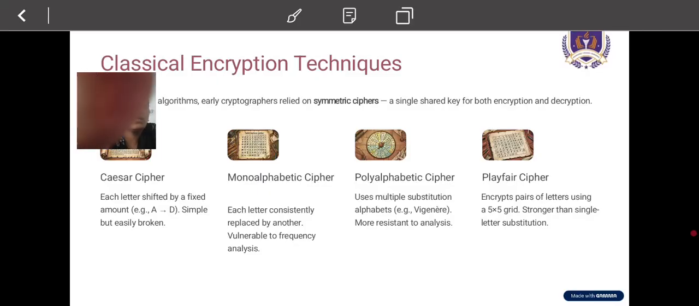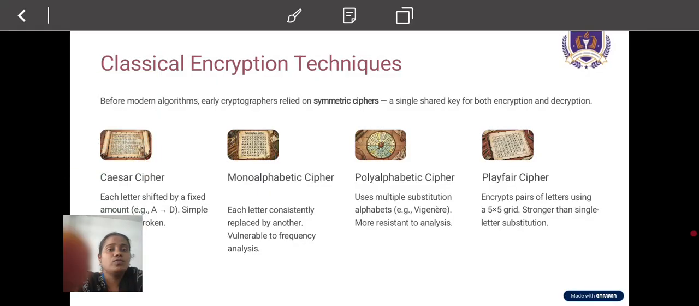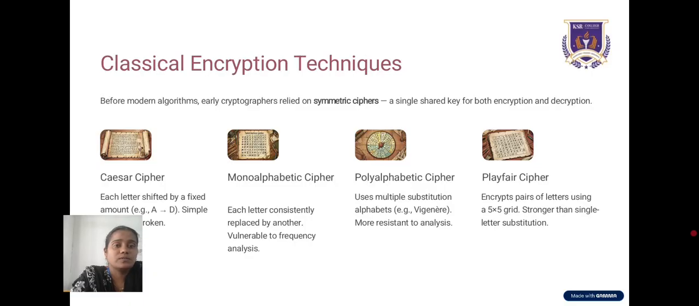Next one is classical encryption techniques. Before modern algorithms, early cryptographers relied on systematic ciphers. First one is the Caesar cipher, second one is the monoalphabetic cipher, third one is the polyalphabetic cipher, and then Playfair ciphers.